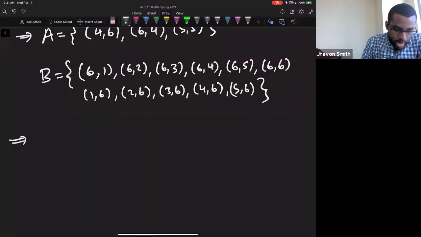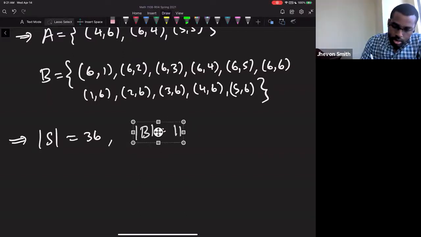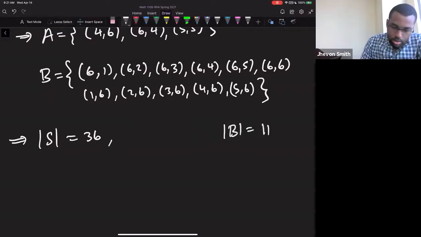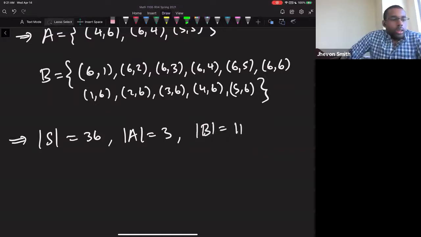And so here we have the size of S equals 36. We have the size of B equals 1, 2, 3, 4, 5, 6, 7, 8, 9, 10, 11. And we have the size of A, which is 3. Okay, so we have all these guys.